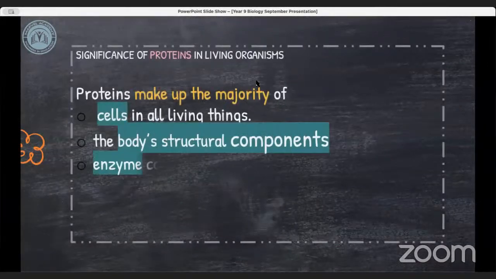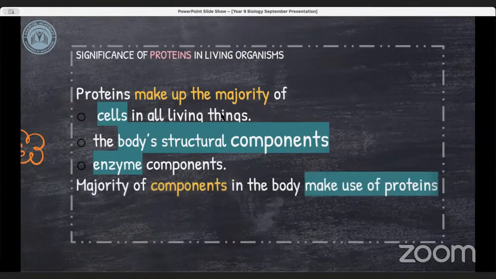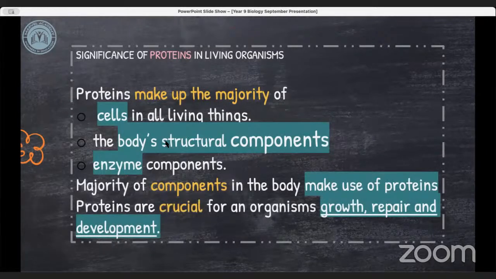Significance of proteins. I told you proteins are very important because why? The majority of our cellular activities are governed by proteins. Cells in all living things, the body structure components, and the majority of the components in the body use proteins. And I spoke about the word crucial. The proteins are crucial. That means really important. It's really necessary for organisms to have proteins. Why? Because they are involved in growth, repair, and development.